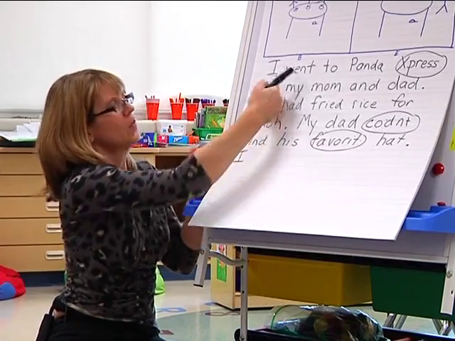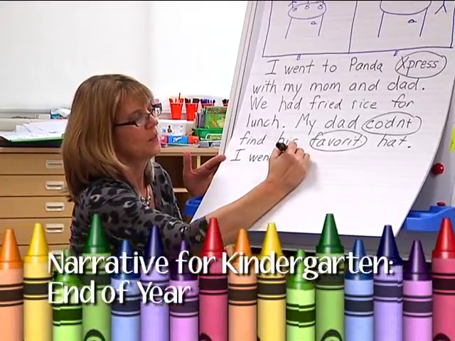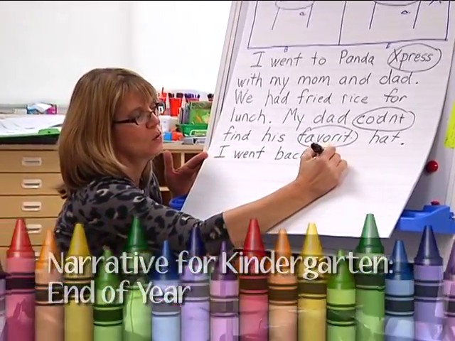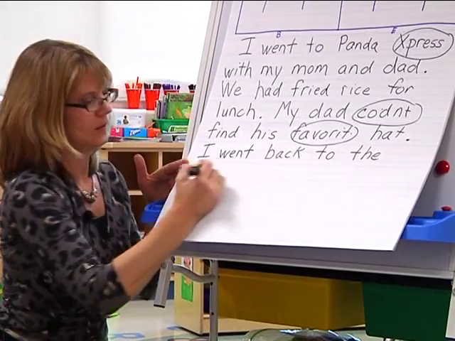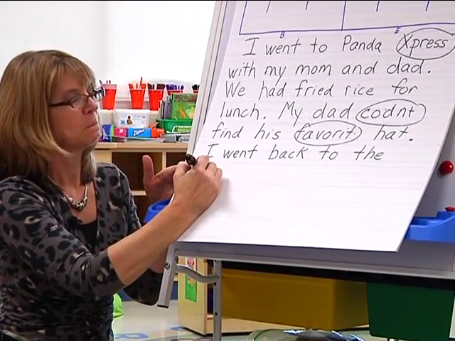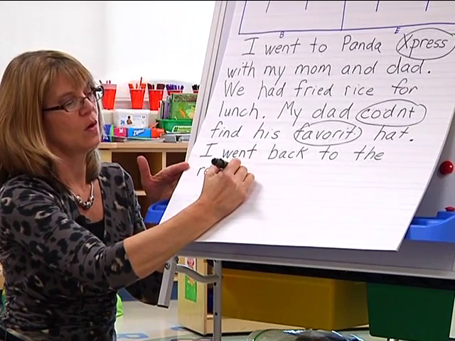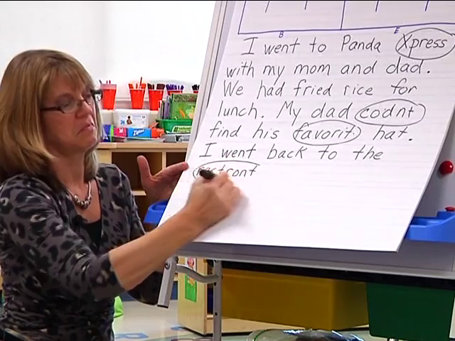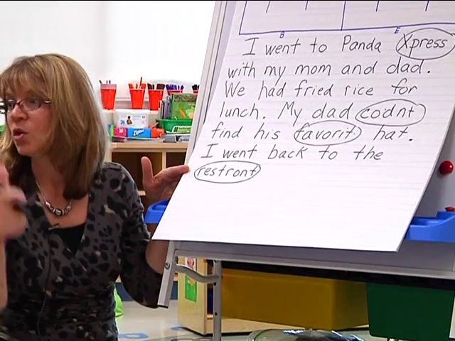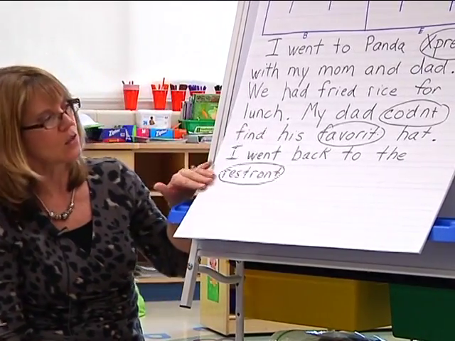I went, we already know went. N-T, I went back. I went back to the restaurant. Could be. Restaurant. Do you ever try to spell words that you don't know how to spell? Yeah. Good for you. Don't just spell all the words you know. Try to stretch out those long ones. I like that you do that as writers.